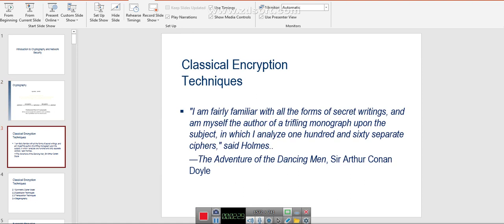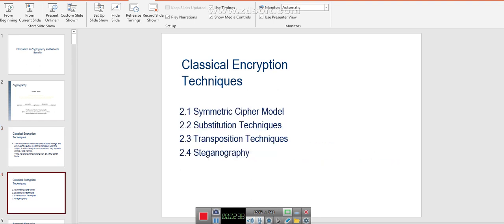So we have what we call classical encryption techniques. On classical encryption techniques, we're going to be discussing the symmetric cipher model, substitution techniques, transposition techniques, as well as steganography. So I'm going to start by describing what symmetric encryption is.